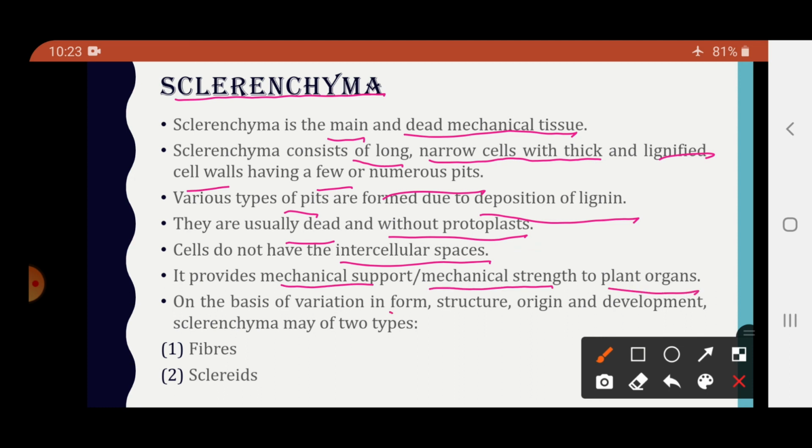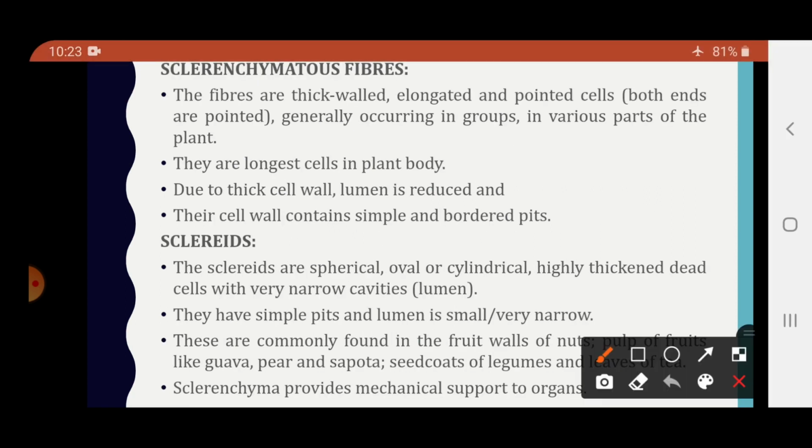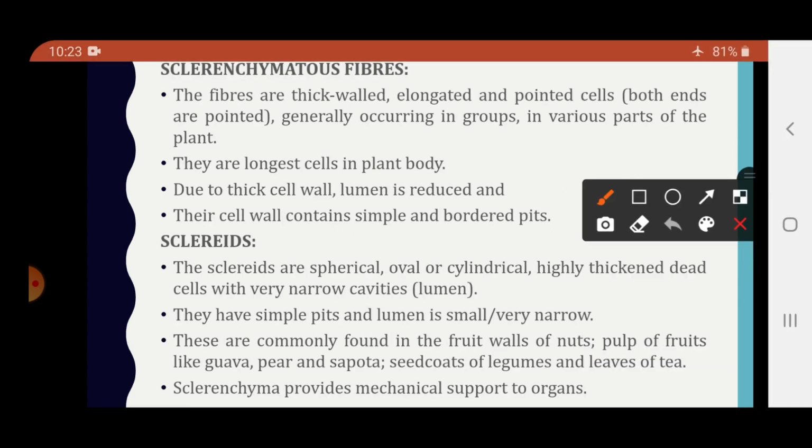On the basis of variation in form, origin, structure and development, there are two types. One is fibers and another one is sclereids. So first of all, we will study sclerenchymatous fibers. The fibers are thick-walled, elongated and pointed cells. So those sclerenchymatous cells which are thick-walled, elongated and pointed, that is they are pointed at both the ends. They occur in groups and in various parts of the plant. They are the longest cell of the plant body. कोई भी plant में जो सबसे बड़ा cell है, it is the sclerenchymatous fiber.